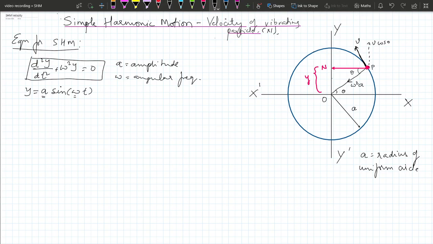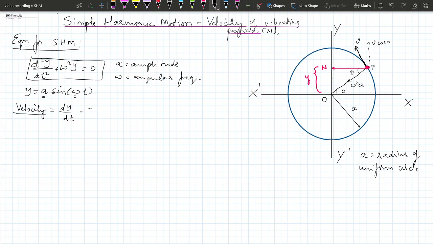Now here we will determine the velocity of such a vibrating particle. So velocity, you can simply write as dy by dt. Dy by dt means it's the rate of change of position. So y is already given here.